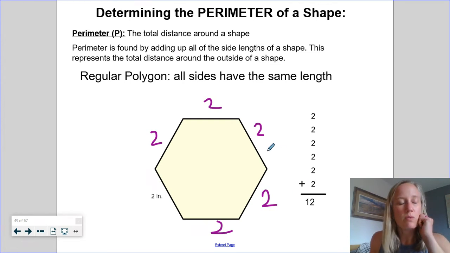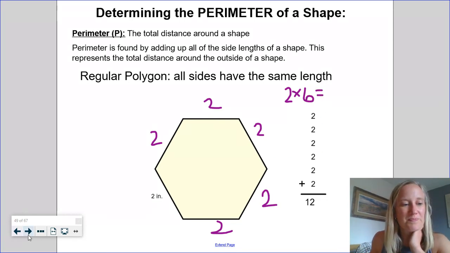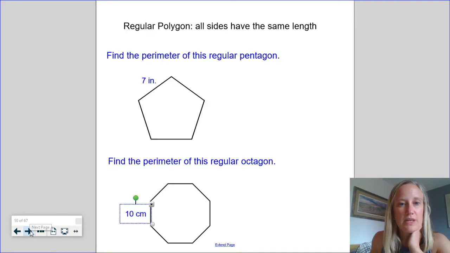Now, bonus point, what multiplication problem could I use? How many 2's are there? There's 6 2's, right? Because it's a hexagon. It has 6 sides. So I could also do 2 6 times, or 2 times 6, and guess what? You still get 12. Nice job.